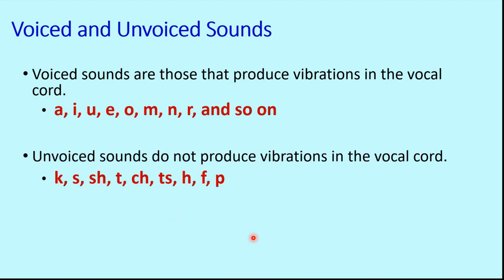Now, unvoiced sounds do not produce vibrations in the vocal cord. So these are the unvoiced sounds. You can utter these and you will see that nothing happens in the throat. There is no vibration that could be felt. K, ts, sh, ts, ch, ts, h. One more time. K, ts, sh, ts, ch, ts, h. So for each of these sounds, we do not feel the vibration in our throat.